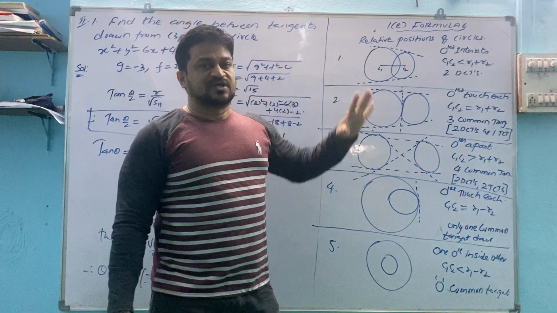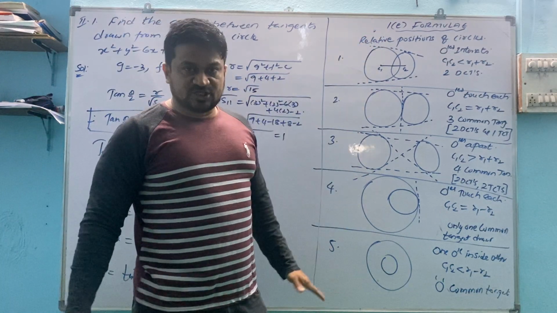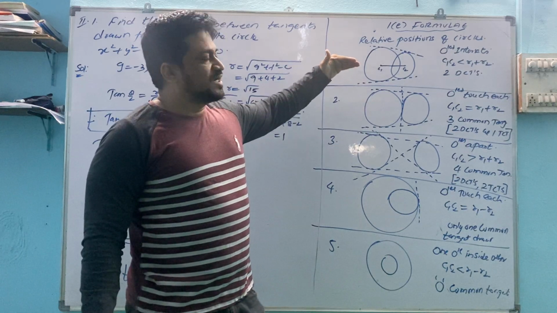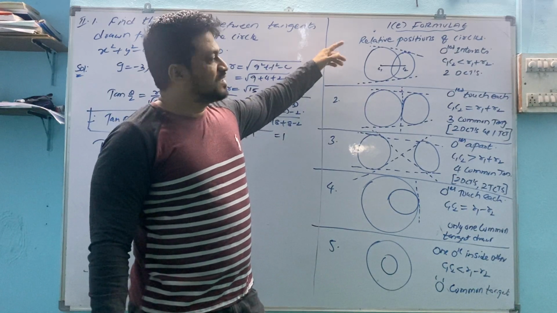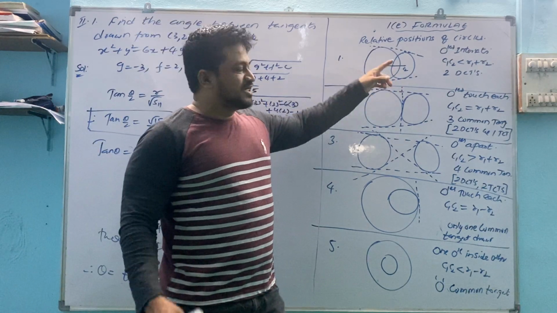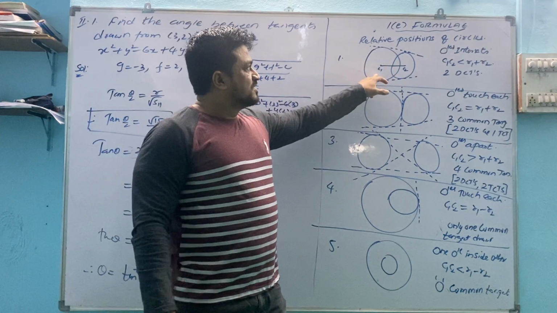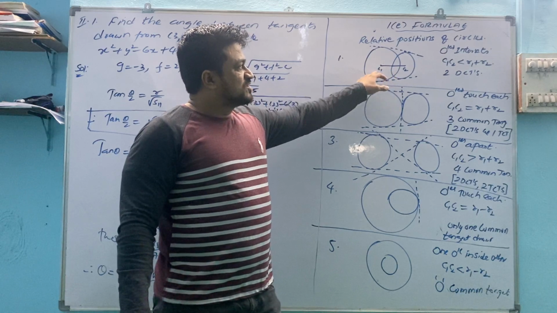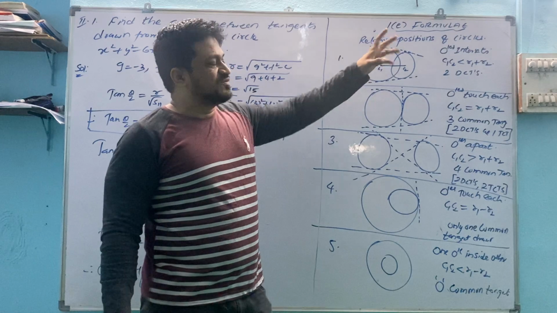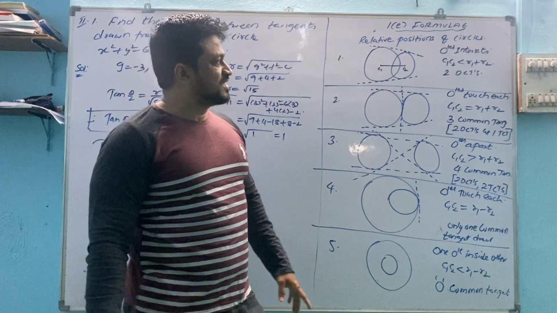Now for the next formulas, check it out. Relative positions of circles. Maybe there will be a visibility issue, but if you follow nicely, you can still see this one. Relative positions of circles. If two circles are intersecting, check it out. They are one inside the other. They are intersecting at a common point. So what is given to us? If you find such type of circles, you can say that the circles are intersecting each other.